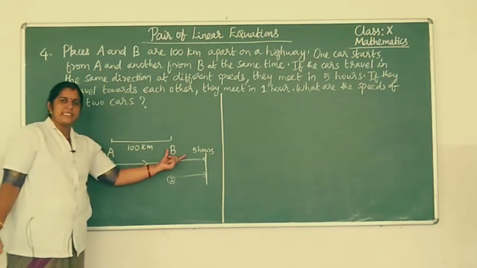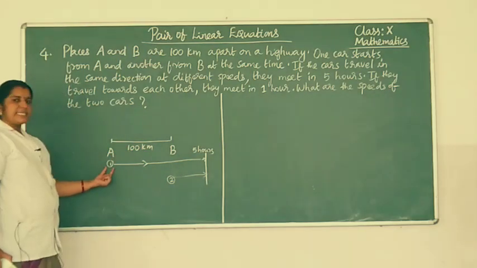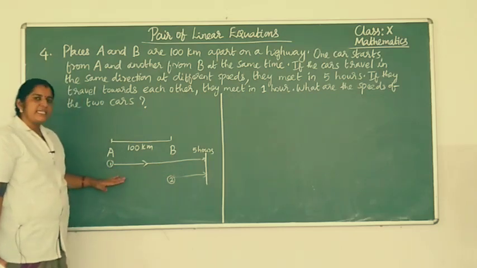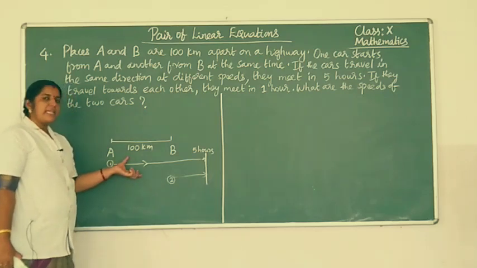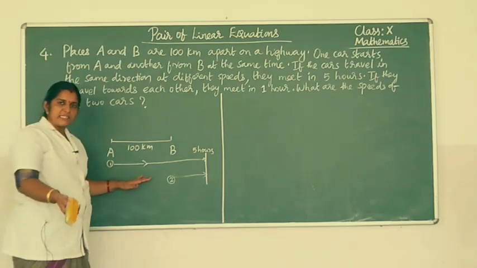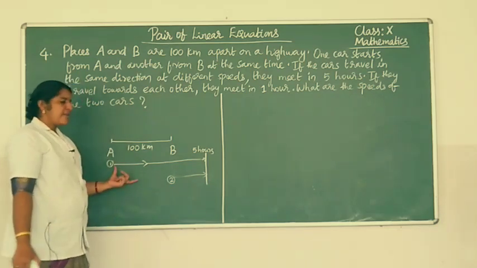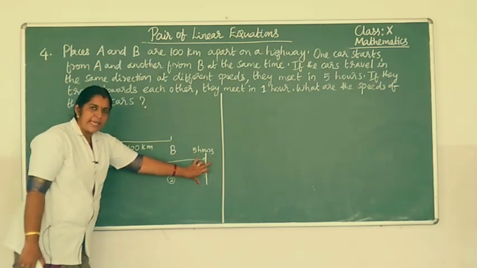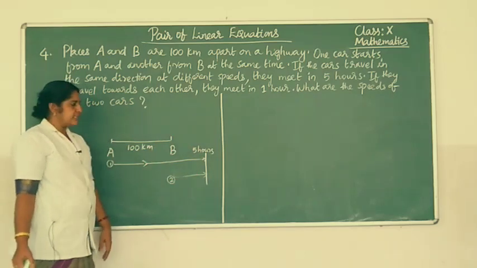There are two places A and B. They are 100 km apart. One car is starting from A, and one car is starting from B. They are moving in the same direction but they have different speeds. When they have different speeds, what happens? One car will be moving faster, and the other car will be slower than the first car. But anyway, the two cars meet at a common place after 5 hours. So this is the first case discussed.